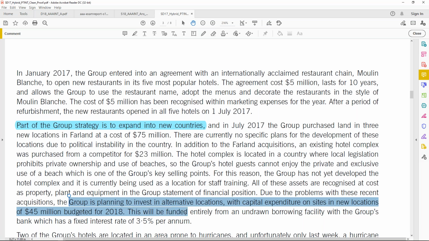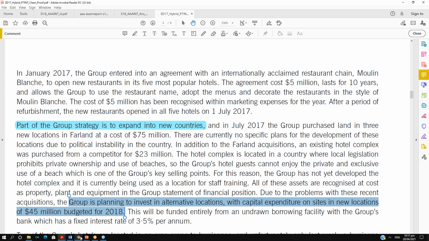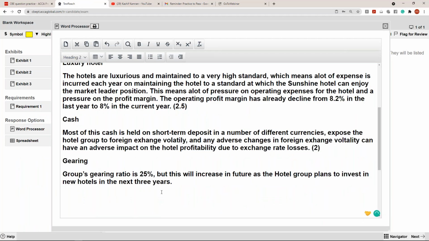So this will be funded from an undrawn borrowing facility. So are they foreseeing another $45 million capital expenditure in the future? So will that increase the gearing? $45 million of another expenditure coming up in 2018, right? The 2017 one has already been done. So you go back to the case study and you say, but this will increase in future as the hotel plans to invest in new hotels in the next 3 years.